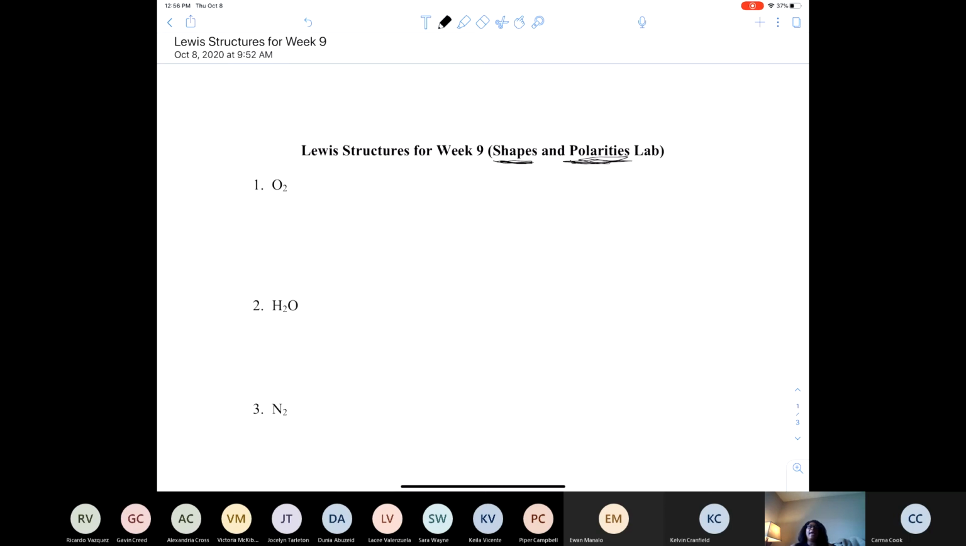Now, during week 9's lab, I will give you the key for these Lewis structures. And so for week 9, this is going to be your pre-lab assignment for week 9. You're going to have to get this completed before Thursday, 2 weeks from now. And you're going to have to upload it to a Dropbox.